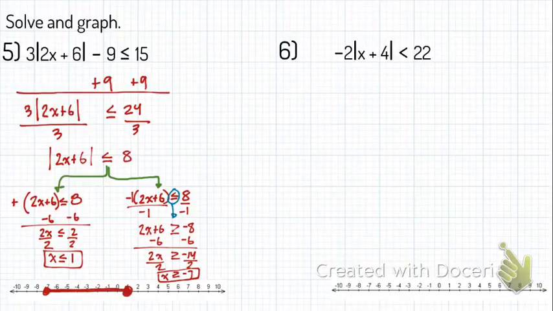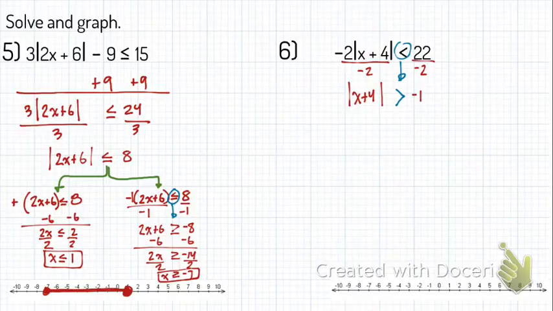Alright kids, so here we go. Watch carefully. Of course, I know you would have divided both sides by -2, right? And our less than or equal to sign has to change because we divided by a negative, divided by -2. So I'm changing this to a greater than. So I got absolute value of x plus 4 is greater than -11.